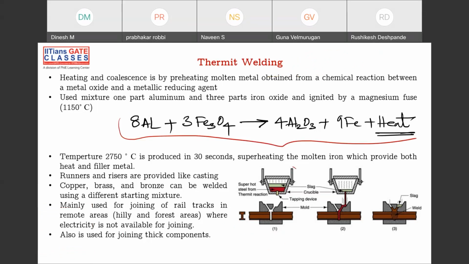Sir, why are you using chemical reaction? I'll heat it somewhere and I'll bring it and pour it here. No.